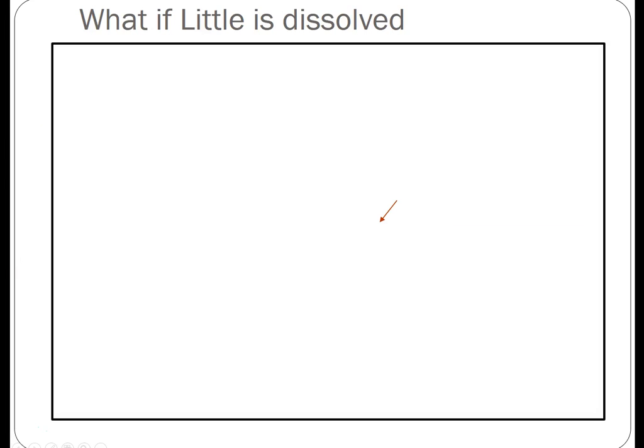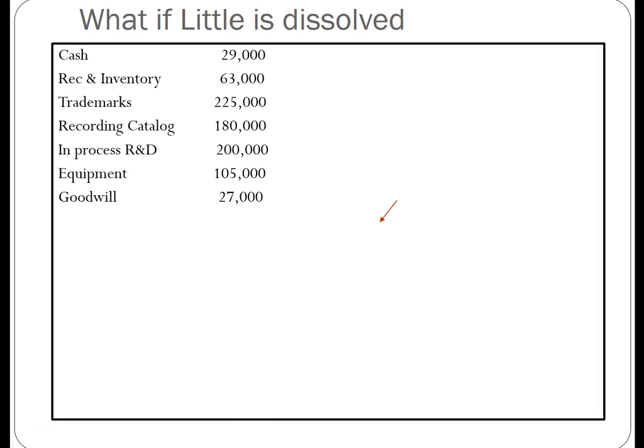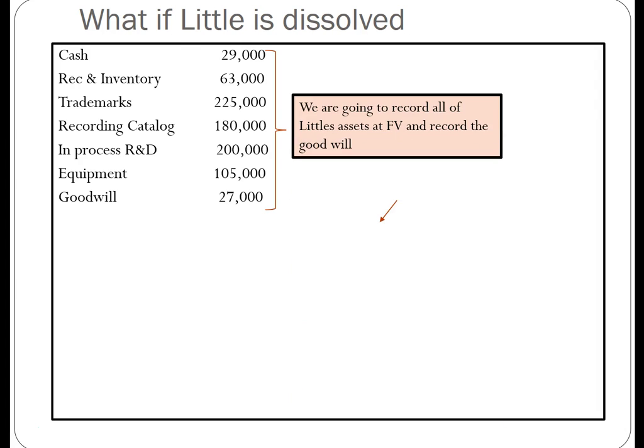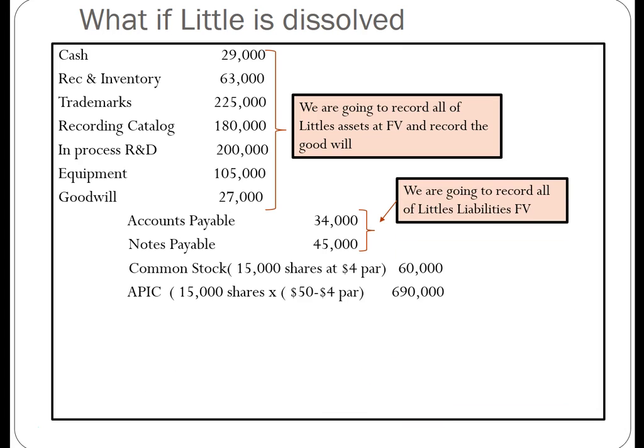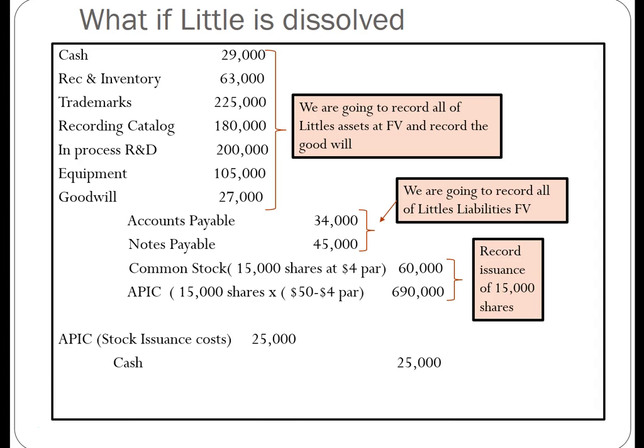Now, what if Little is dissolved? Well, what we would do first is book all of the assets at fair market value and record the goodwill. We would then book the liabilities at fair market value. And we would book the common stock. And then we would book our additional paid-in capital for the stock issuance costs. And that ends this presentation.